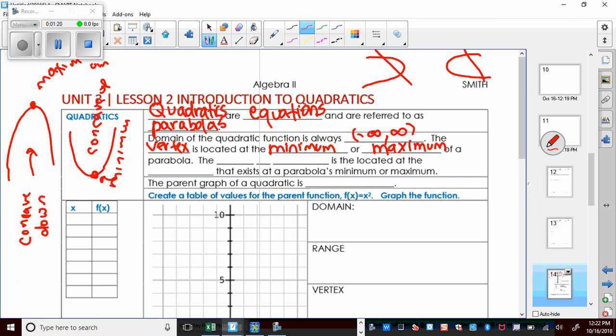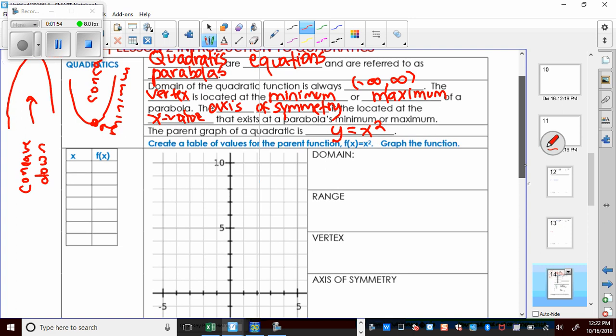The axis of symmetry is located at the x value that exists at a parabola's minimum or maximum. The parent graph of a quadratic is y equals x squared.